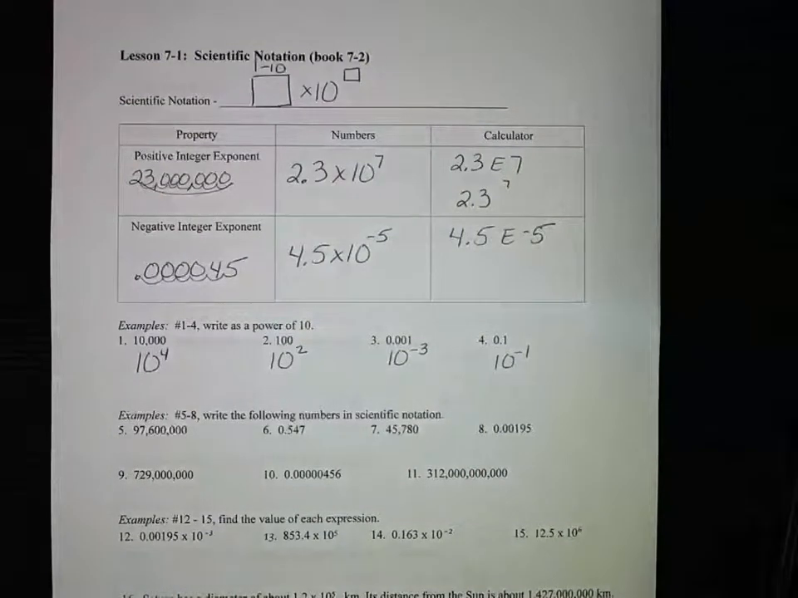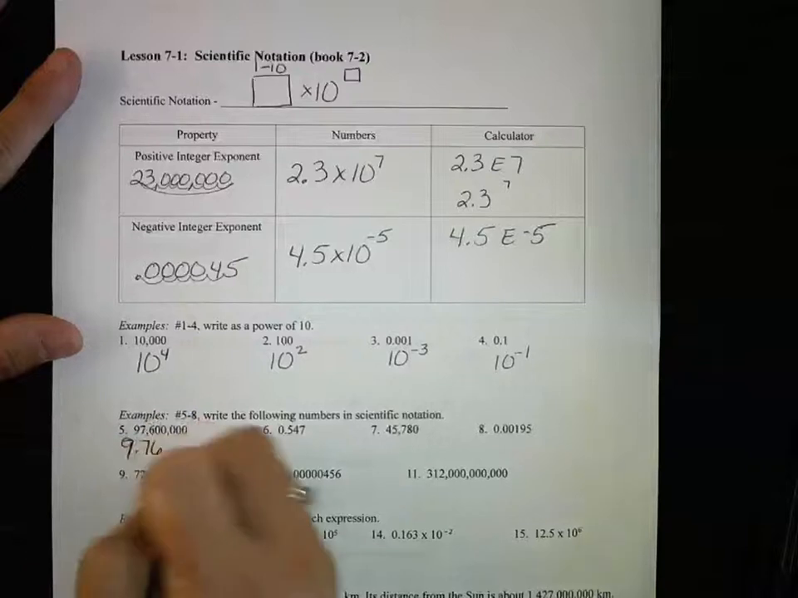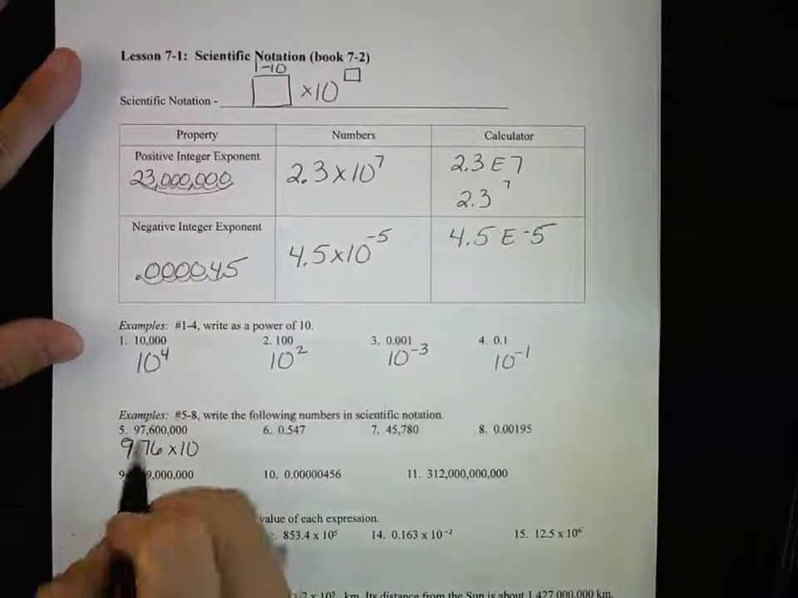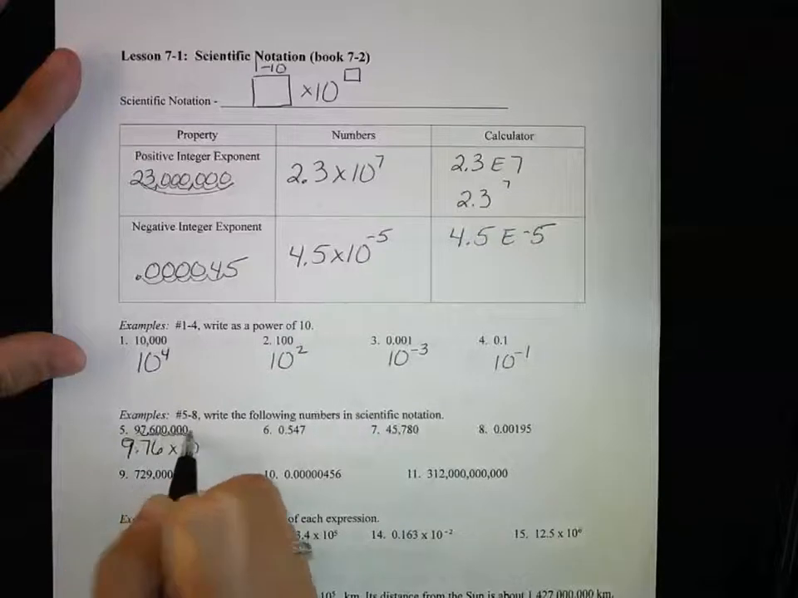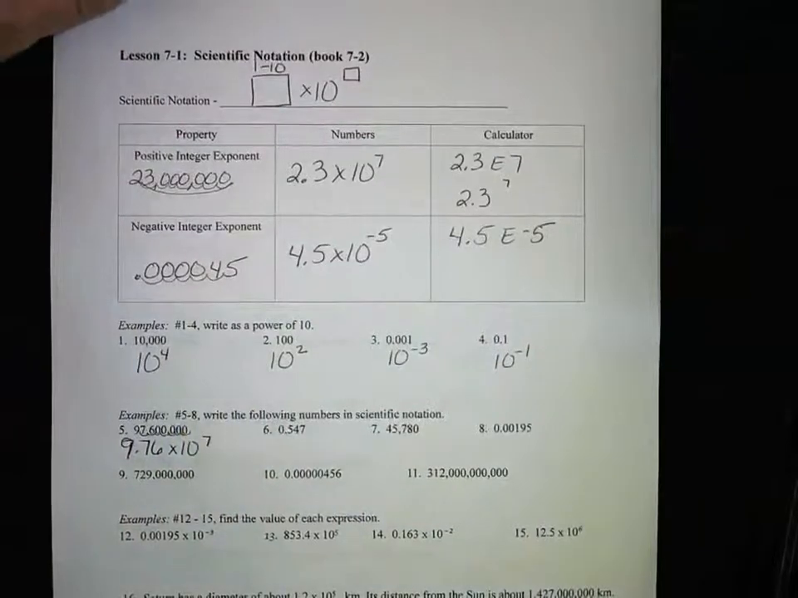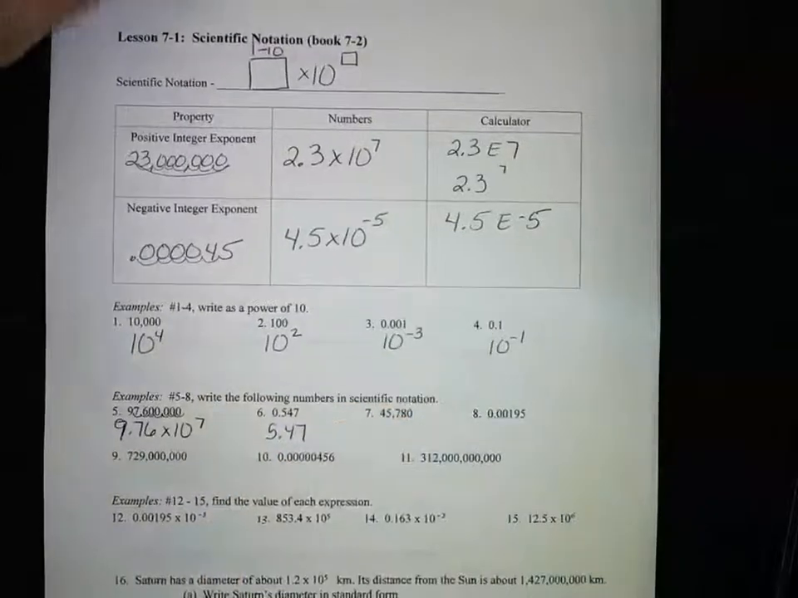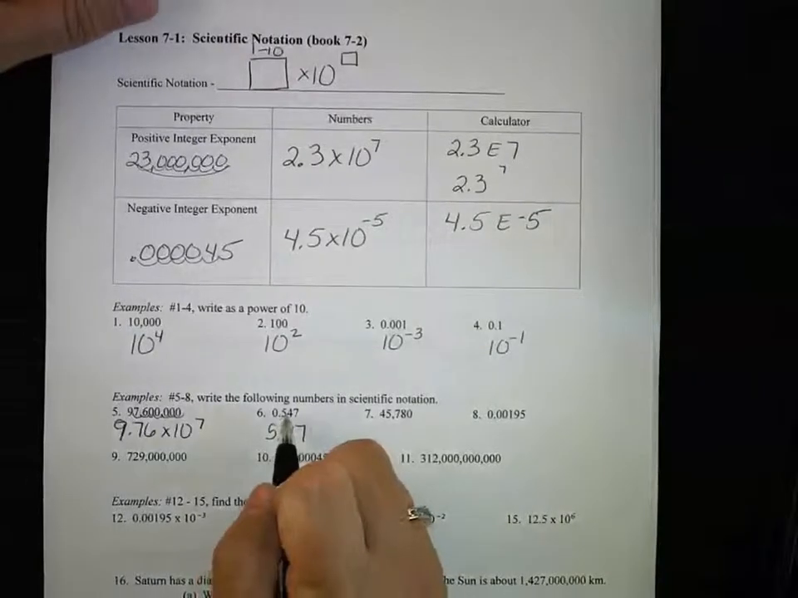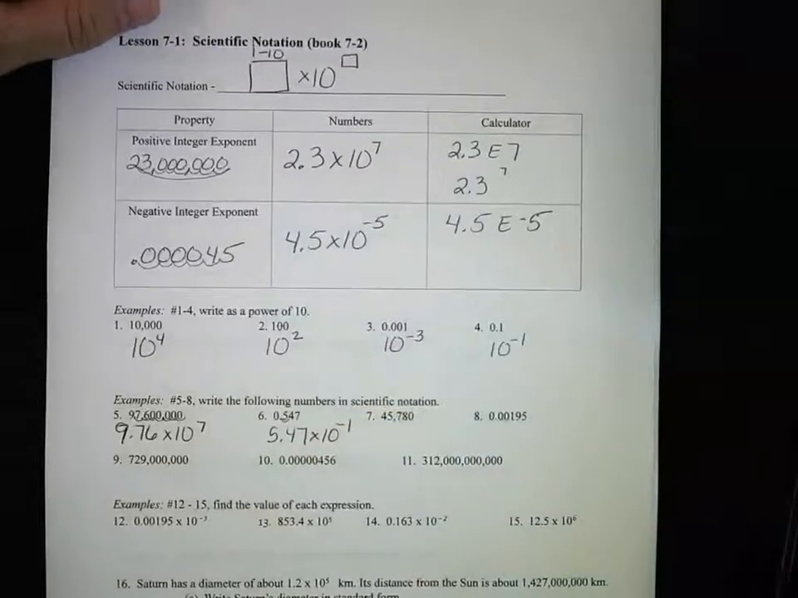Now we have several numbers to write using scientific notation. So this will be 9.76 times 10 to some power, and that moved over 1, 2, 3, 4, 5, 6, 7. 9.76 times 10 to the 7th. Number 6, we need a number between 1 and 10, so 5.47, and we moved our decimal point 1 place to the left, so that would be times 10 to the -1.